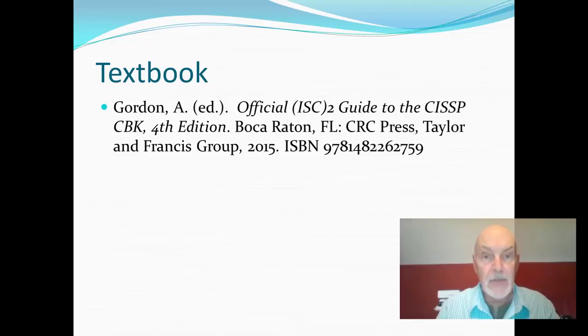The textbook for our course is the official ISC Square Guide to the CISSP Common Body of Knowledge, or CBK. This textbook is available through VitalSource, and you'll find links to it throughout the competency.